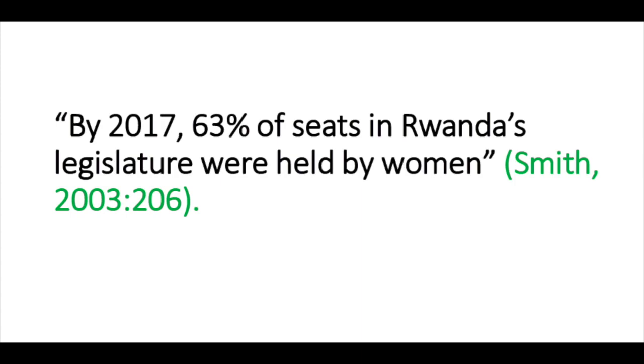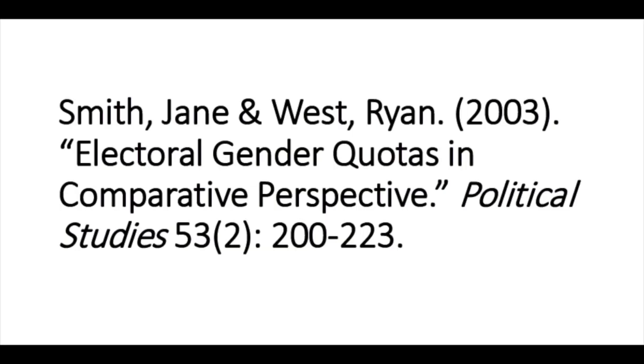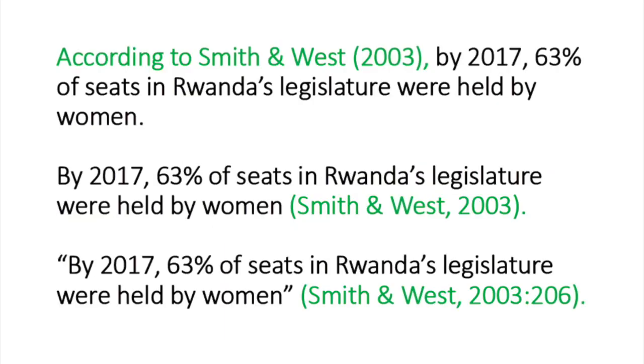So now let's take a minute and say, what if I have multiple authors? So it's not just Smith, but it's also West. So Jane Smith and Ryan West have published this thing together. How do I cite them? It's the same thing. So here's 3 different examples. According to Smith and West, 2003, tag it at the end, Smith and West, 2003. If we're quoting them, same thing, quoting Smith and West, 2003, page number 206. Okay? Same thing applies, you're just using the ampersand West to connect them.